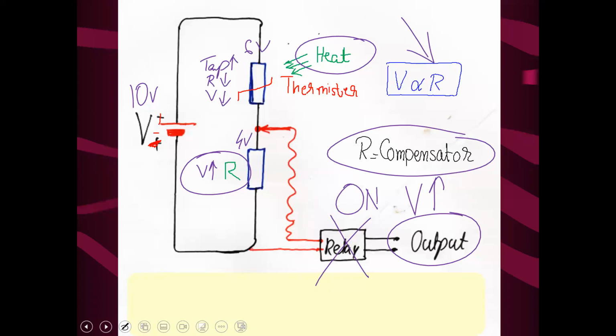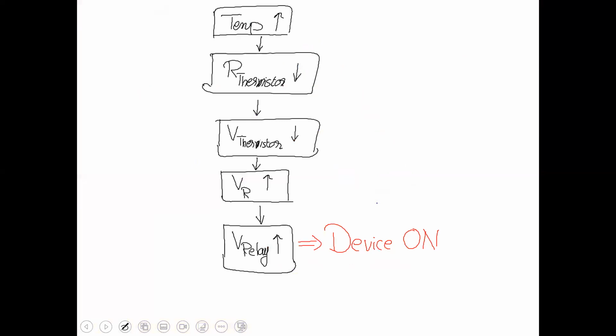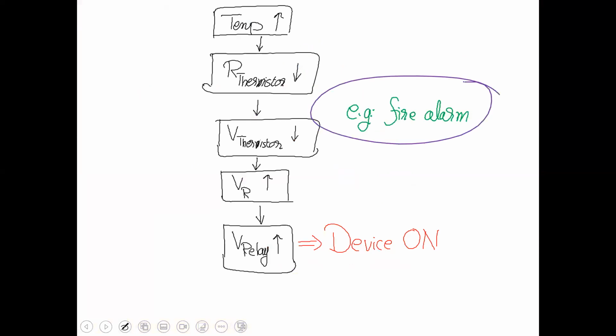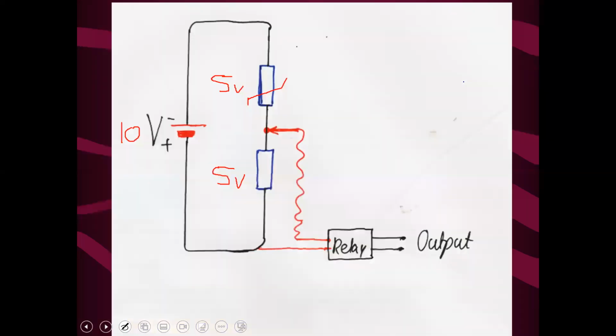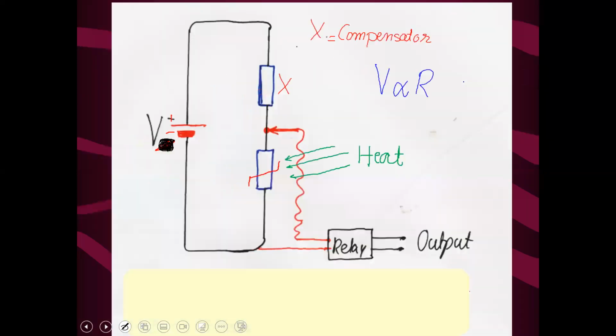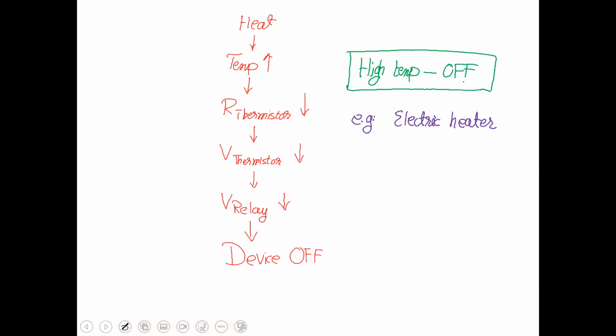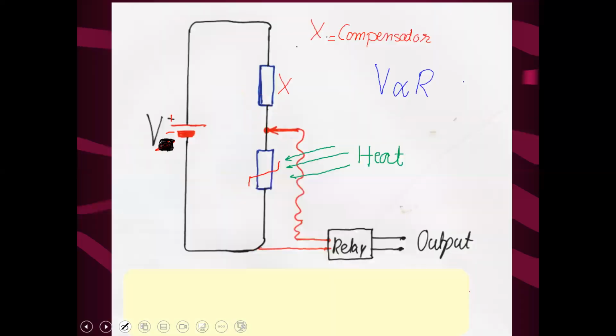So what happened? In this circuit, when heat falls, like a fire, may God not, the temperature will rise and the device will be on. This circuit is suitable in a fire alarm. This is called a potential divider, and it is a high temperature circuit.